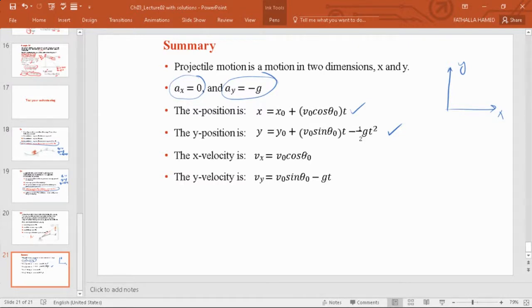And your velocity in the x component will always stay the same as v0 cosine theta 0, but the vy will equal v0 sine theta 0 minus gt. And that's how you basically look at a projectile motion in two dimensions, or we can say this is 2D free fall motion. Is this clear? Any questions on this? Good.